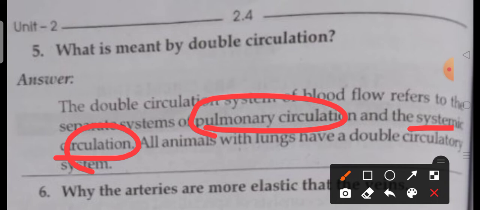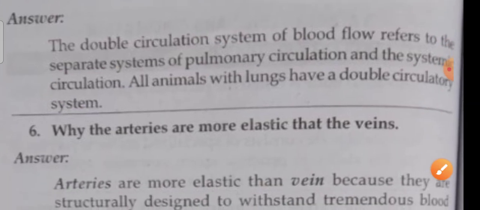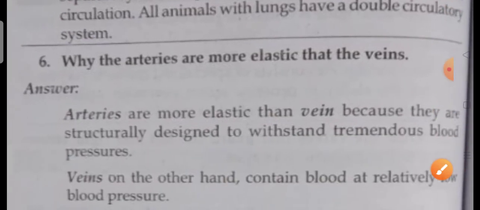The blood flow refers to separate systems, pulmonary circulation and systemic circulation. All animals with lungs have a double circulatory system. Sorry, I said human beings, no. All animals with lungs have a double circulatory system. Sorry.